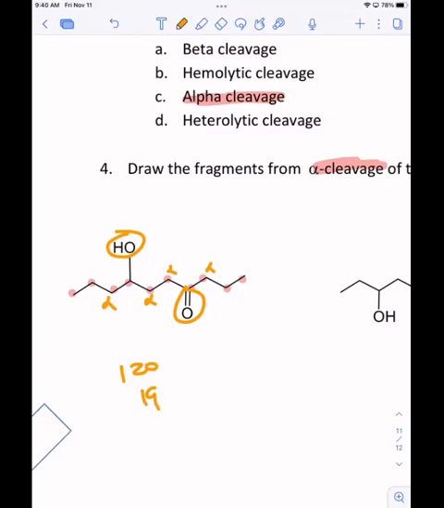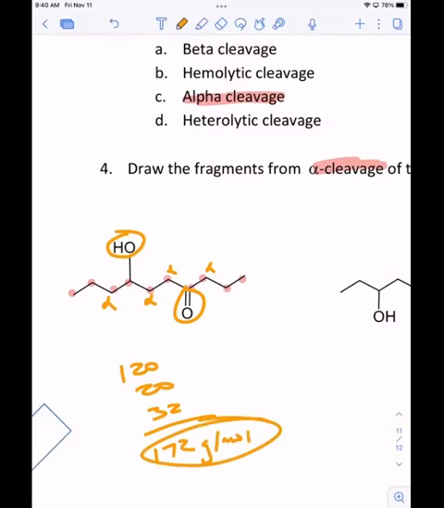That's 3, 6, and then 13. So yeah, 19 hydrogens. Well, 20 hydrogens because of the OH, sorry. And then we have 2 oxygens, that's 32. So the total is 172.